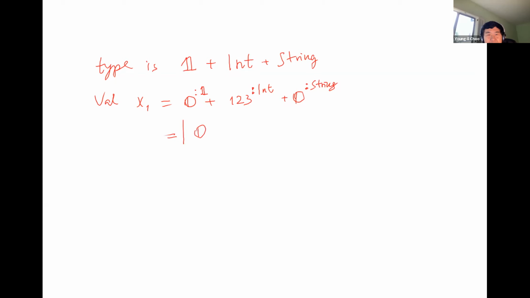let's assume that we can disambiguate easily. Wait. So actually, shouldn't X1 be one of those things? Right, only one can be non-zero. It is one of those things. The other ones are 0. The possibilities are being enumerated using the plus. It could be 0 of type 1, or 1, 2, 3, or another 0 of type string.